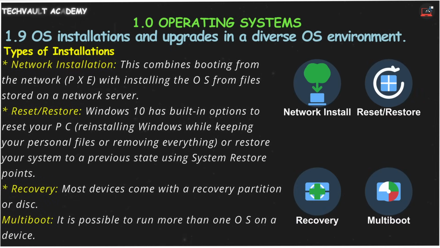Network installation. This combines booting from the network, PXE, with installing the OS from files stored on a network server. Reset, Restore. Windows 10 has built-in options to reset your PC, reinstalling Windows while keeping your personal files or removing everything, or restore your system to a previous state using system restore points. Recovery. Most devices come with a recovery partition or disk. Multi-boot. It is possible to run more than one OS on a device.